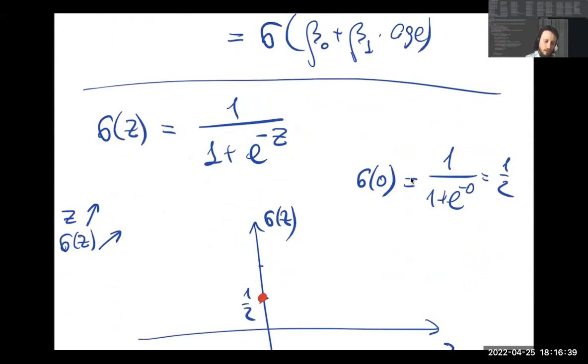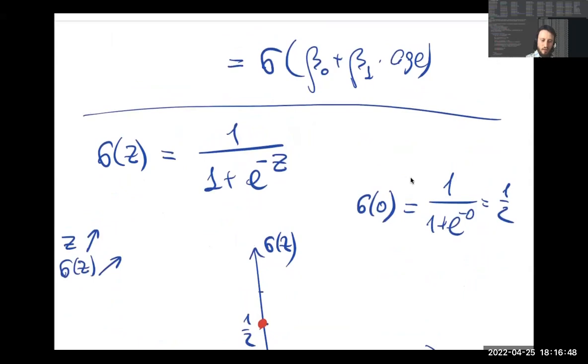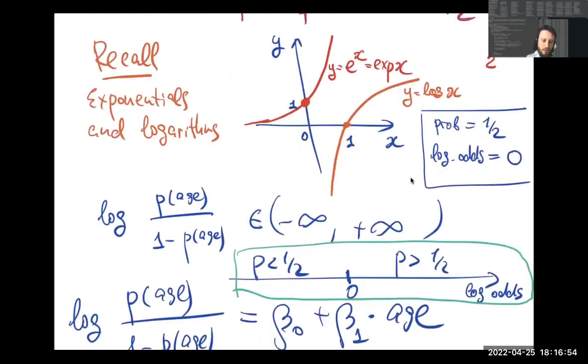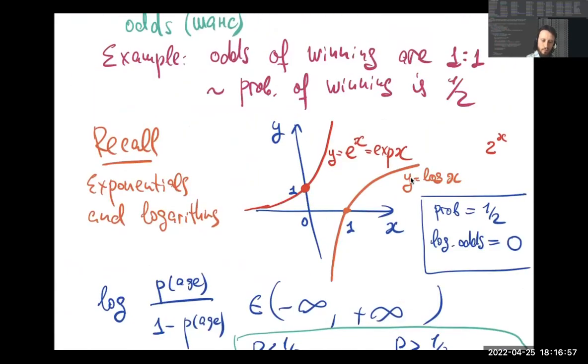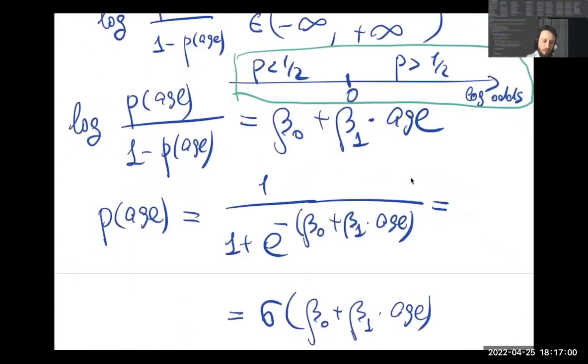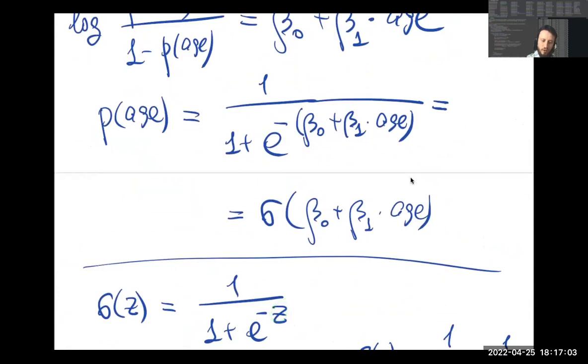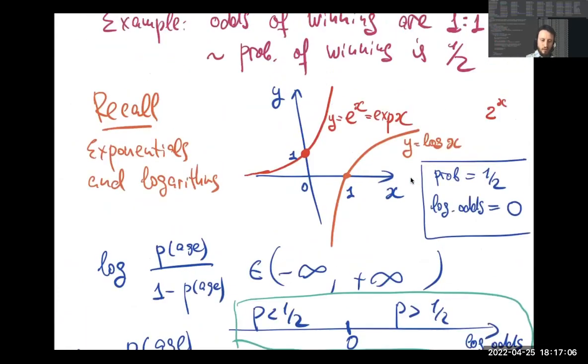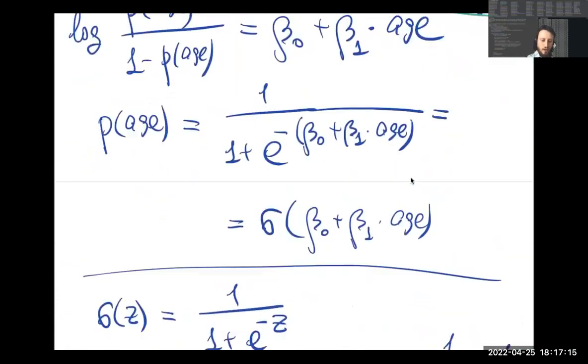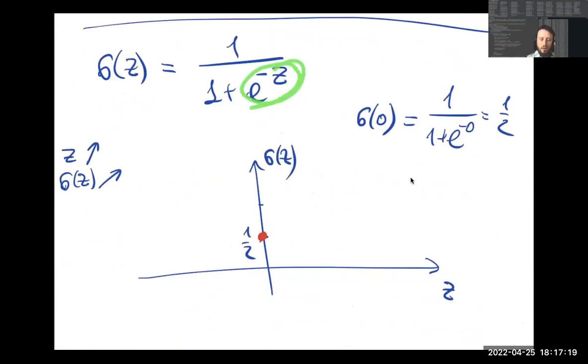And what happens if Z tends to plus infinity? What happens if Z becomes very, very, very large? Again, you have to first understand what happens with this exponential function. And we have a graph of this exponential function. So what happens with the exponential? It means that you are somewhere here, because of the minus sign. And it means that this exponential thing becomes very close to zero.